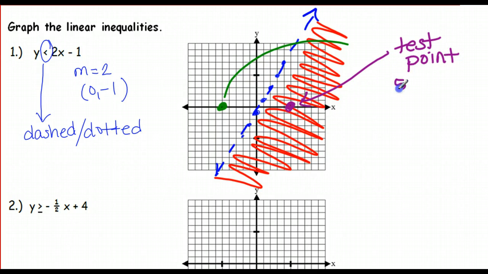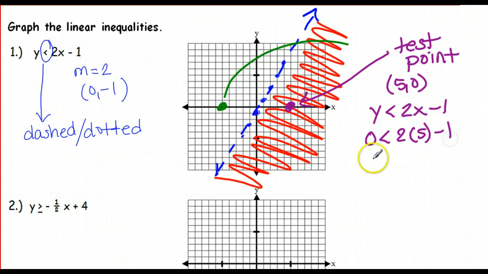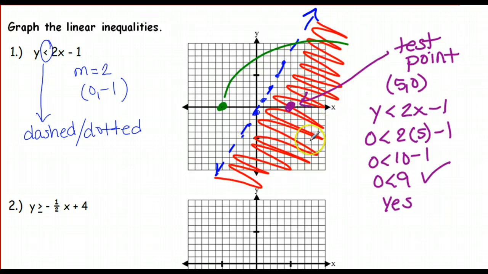So our test point here being 5, 0, we're going to take our inequality, y is less than 2x minus 1, and we're going to plug in our value. 2 times 5 minus 1 is, 0 is less than 10 minus 1, is 0 less than 9. Yes, 0 is less than 9. Notice we picked an ordered pair that is in the shaded region. So it should be a solution, and it gave us a true statement. So that's one way you can check if you shaded the correct region.